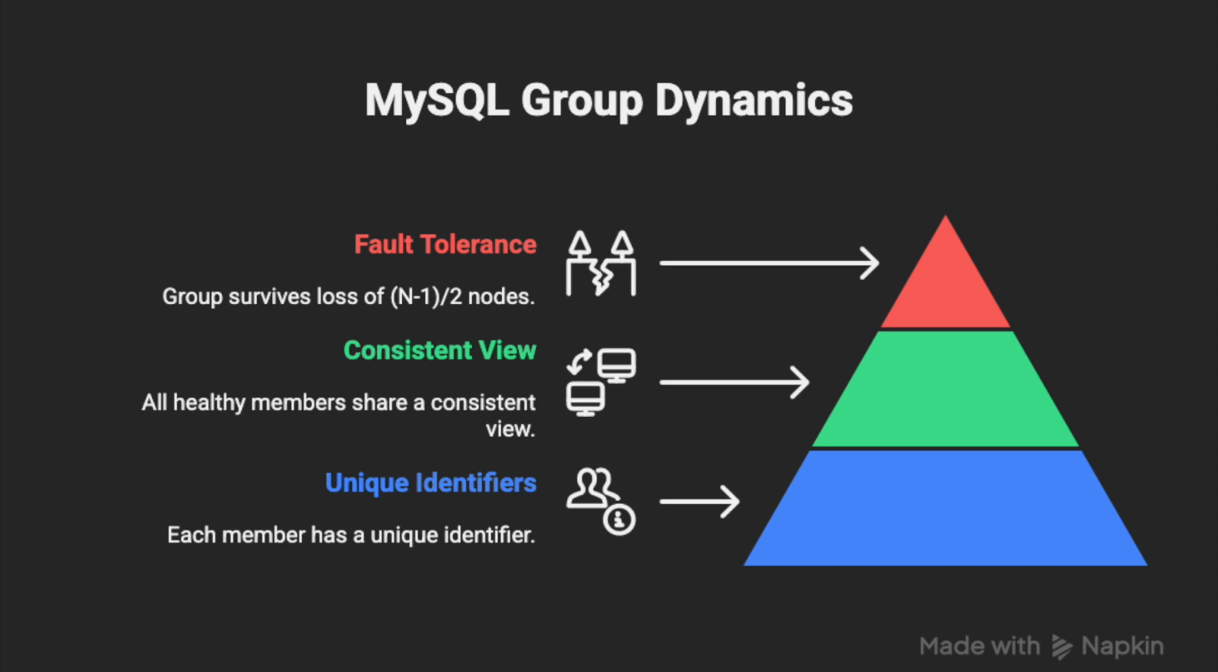Not at all. This means data consistency isn't an afterthought. It's baked right in. A transaction only commits if a majority of the group agrees. This inherently prevents those split-brain problems and guarantees everyone sees the same data. It's really a shift from just replication to a truly coordinated cluster.